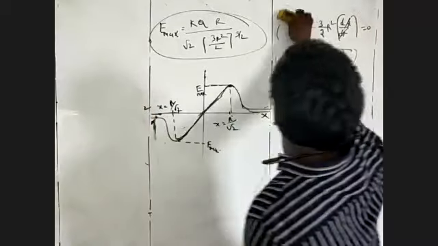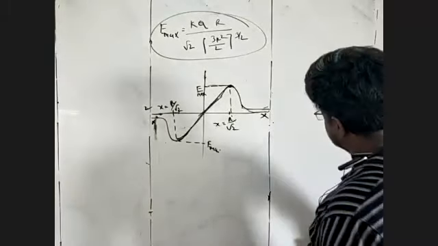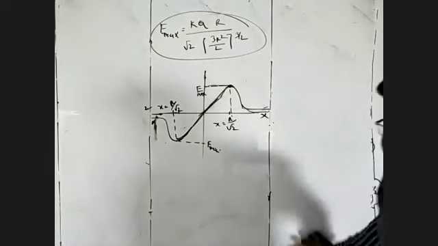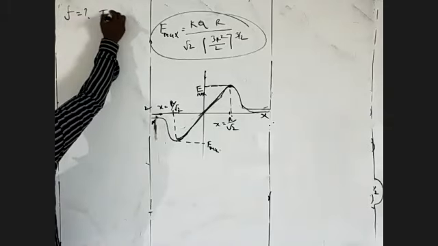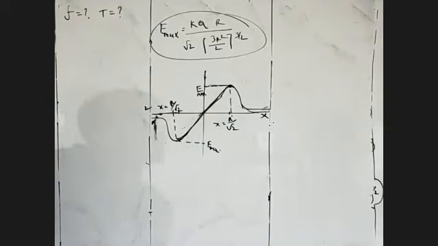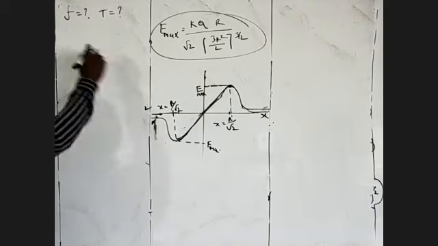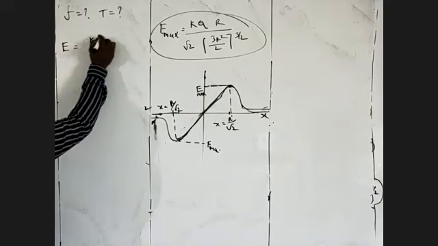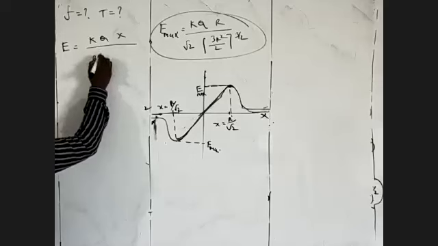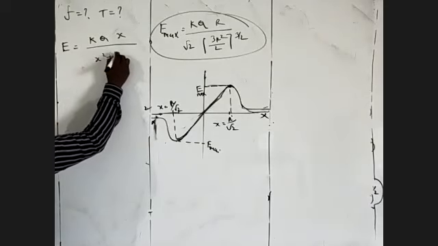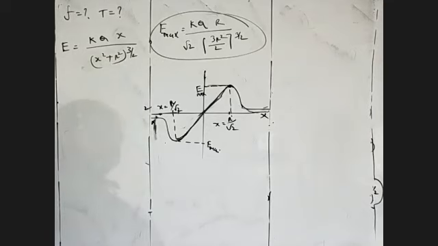In this concept, we have to find out the frequency and time period. We have to calculate frequency and time period. E is equal to KQ by R, x by root of (x square plus R square) whole power of 3 by 2. We have to find out the frequency and time period.